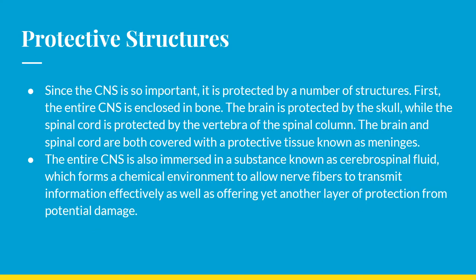The CNS, the central nervous system, is very, very important, and in order to protect it, the bone protects the central nervous system, which is called the skull, while the spinal cord is protected by the vertebrae of the spinal column. The brain and the spinal cord are both covered with a protective tissue known as meninges.